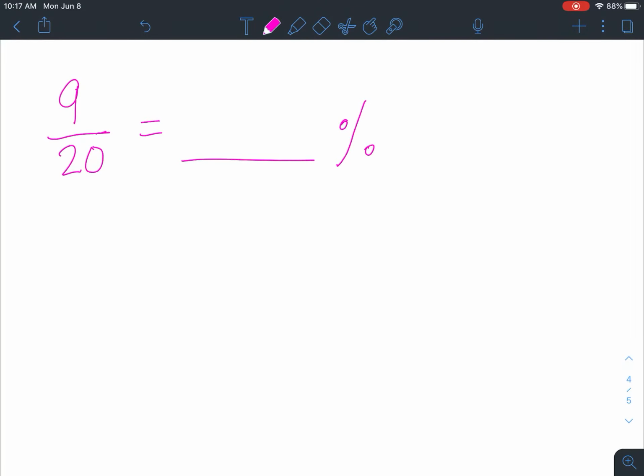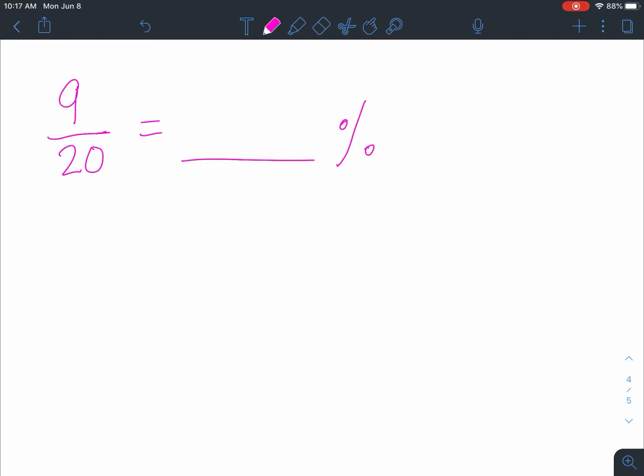Here's an example of how to convert a fraction that does not have a denominator of 100 into a percentage. We know that in order for a fraction to become a percentage, we need to have a denominator of 100 because percentages are all out of 100. It's anything out of 100%.